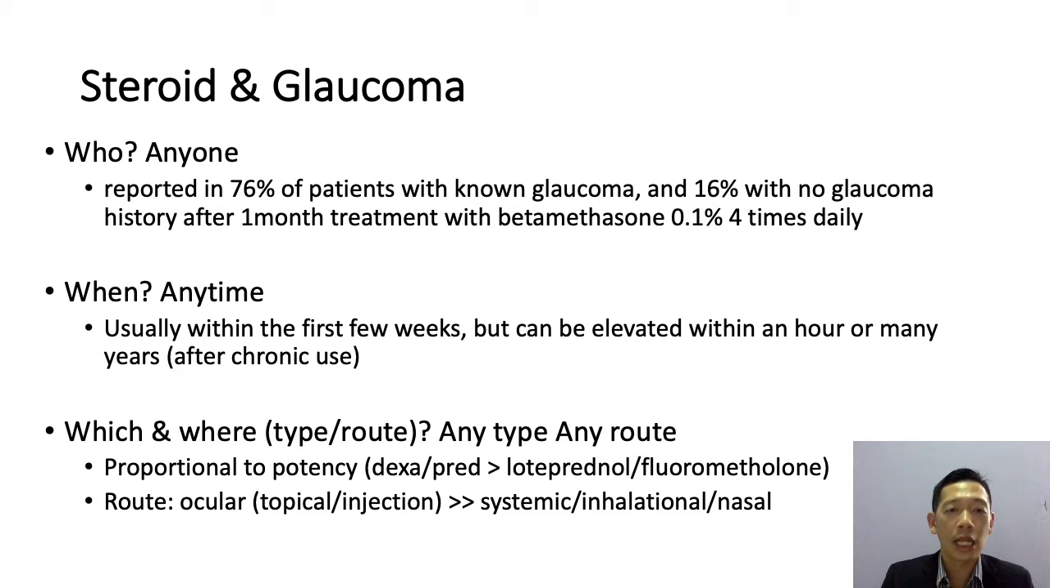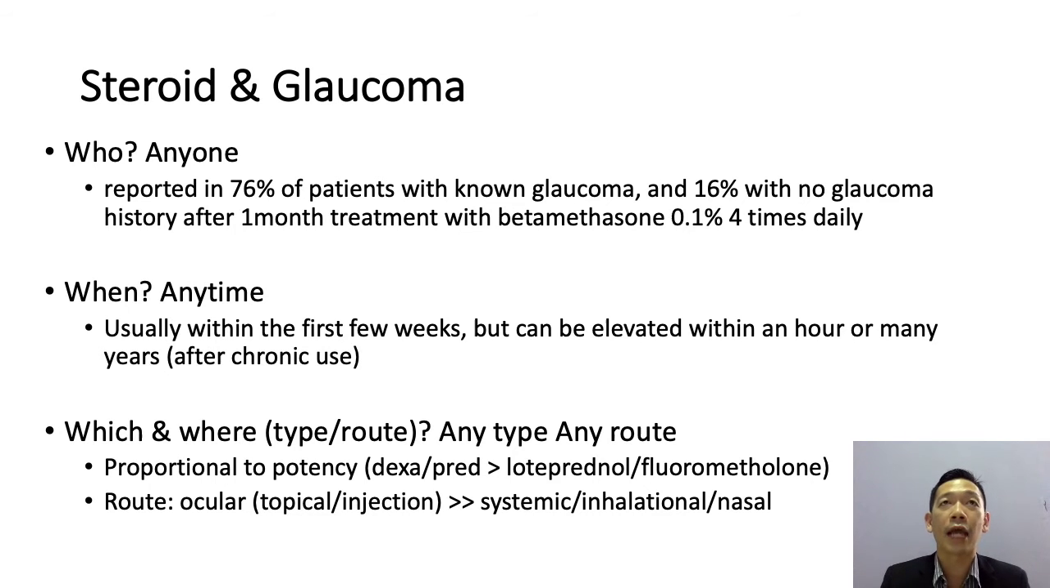So the answer is any type and any route of the steroid can induce glaucoma. But definitely the potential to induce glaucoma is proportional to the potency of the steroid. The more potent the steroid, and the more penetrating the topical steroid you use, for example dexamethasone and prednisolone, the more the potency to increase the intraocular pressure compared to less potent anti-inflammatory steroids, for example loteprednol and FML.